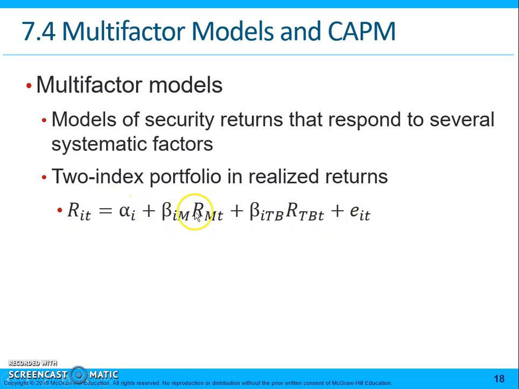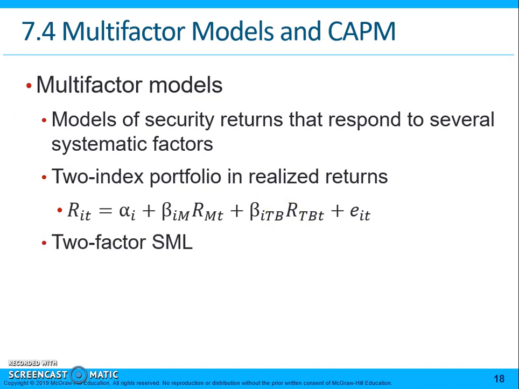So the idea here is this: we've introduced two explanatory factors. The first being related to the CAPM, and now we've added one that would hopefully explain the effective interest rates on the return for that security.